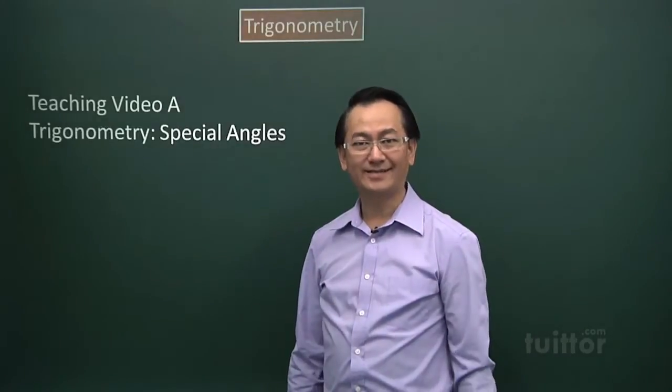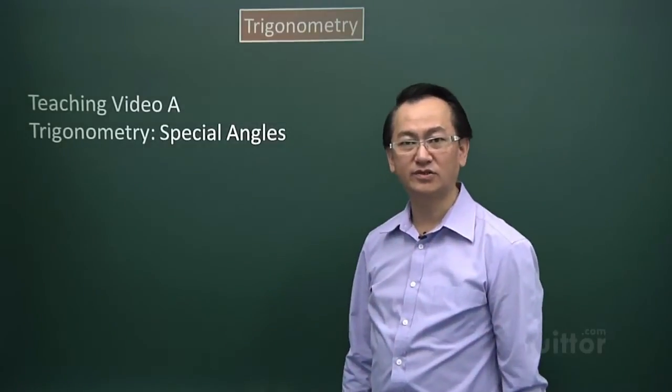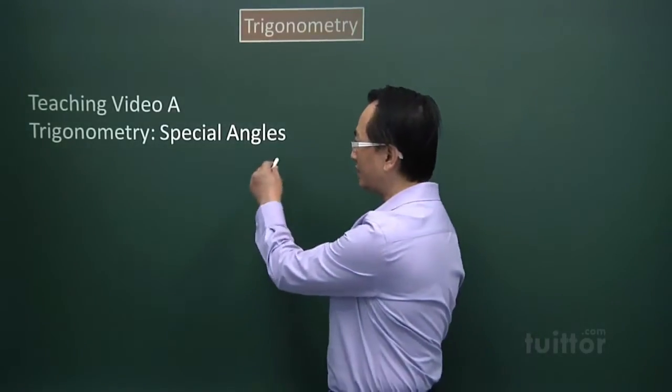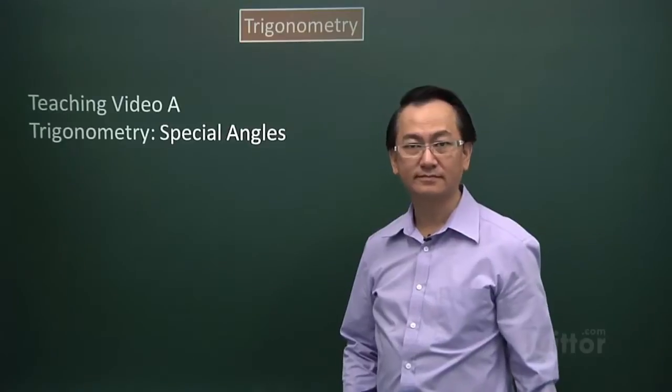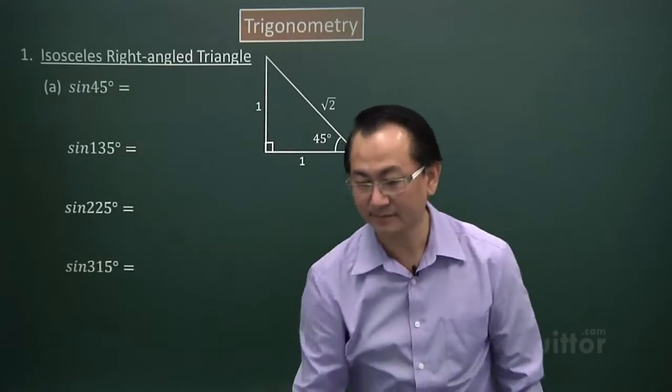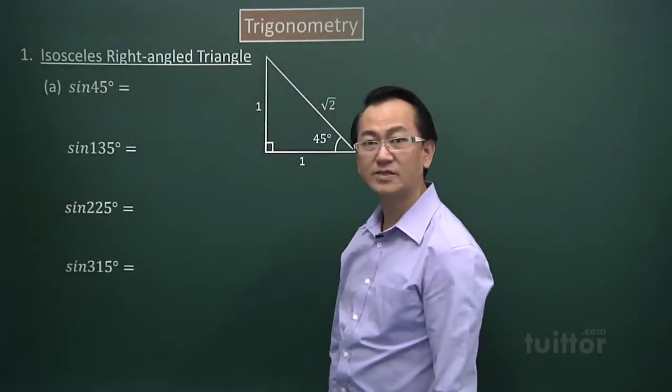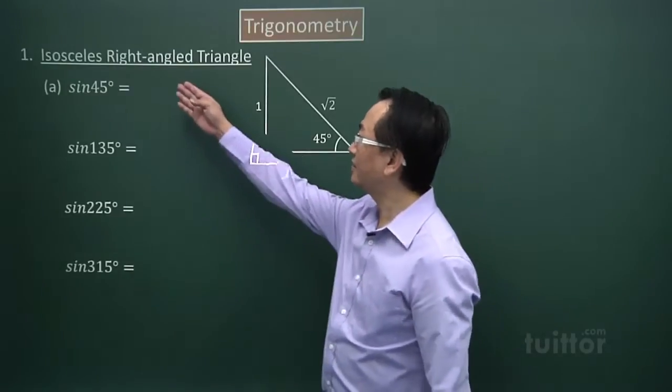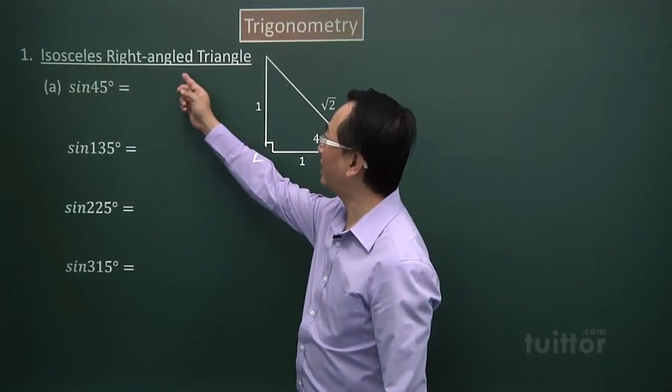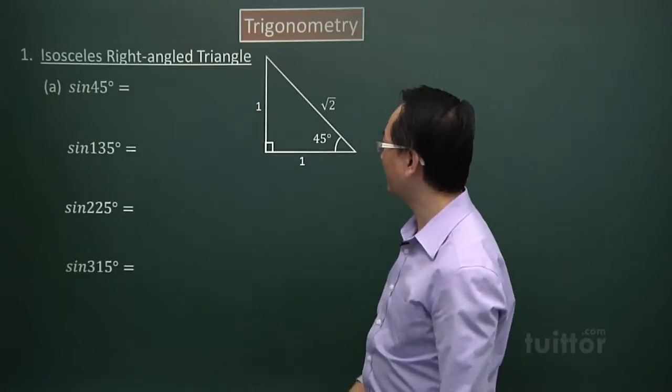We are now looking at a teaching video on trigonometry. The subtopic is special angles. For the first part, we are looking at an isosceles right-angled triangle.